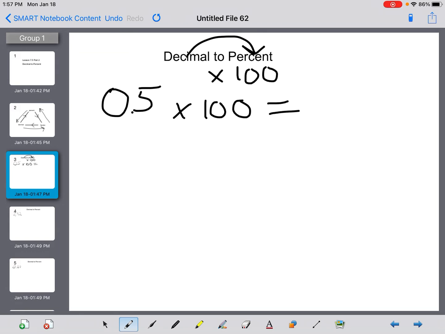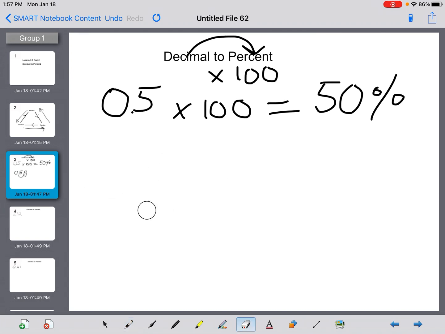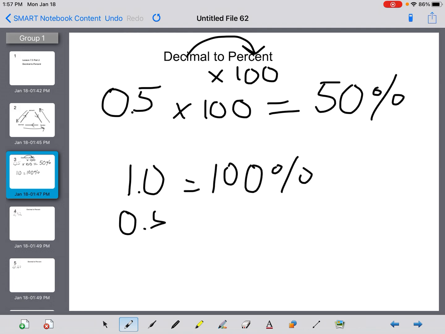When you multiply by 100, let's say I have my 0.5 here. If I multiply by 10, I move my decimal over to the right once, and then I move it over to the right again, and I place a 0. So what I actually end up with is 50%. That makes sense, because if I think about 1.0 as equaling 100%, it makes sense that 0 and 5/10 equals half of that, 50%.